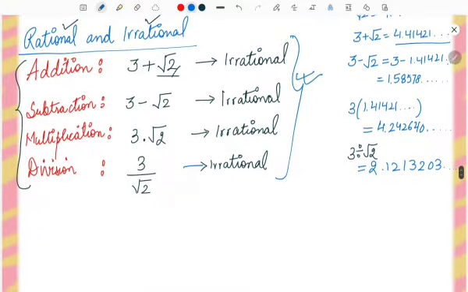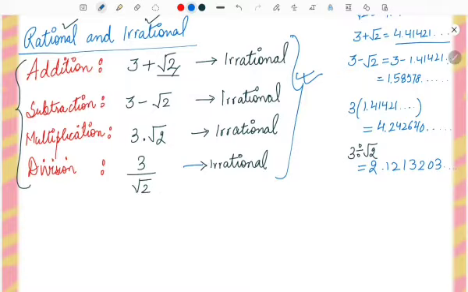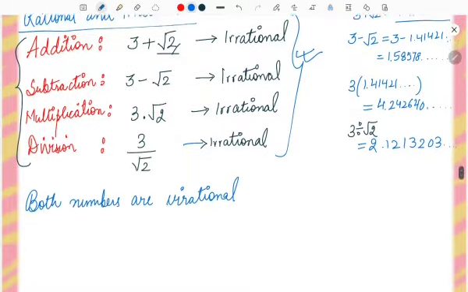Moving on, let's consider the next case. What is the next case? If both the numbers are irrational. Both numbers are irrational. If both numbers are irrational, what would be the result for those? Let's look at that now.